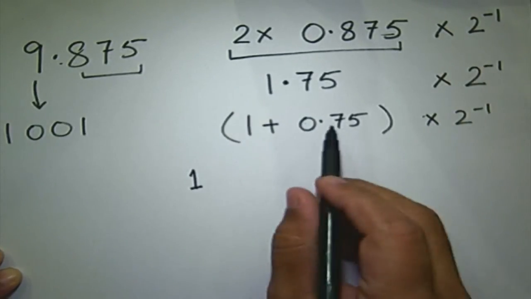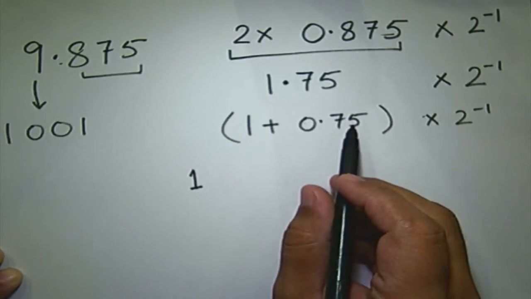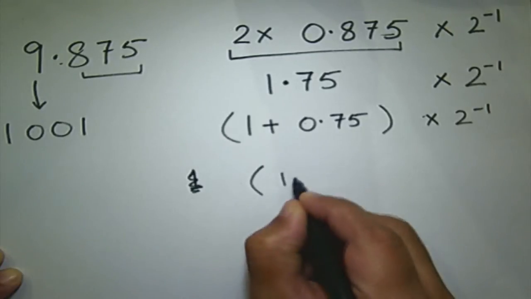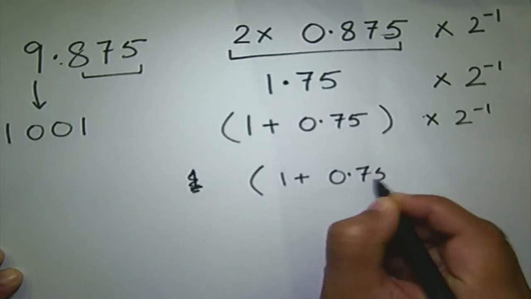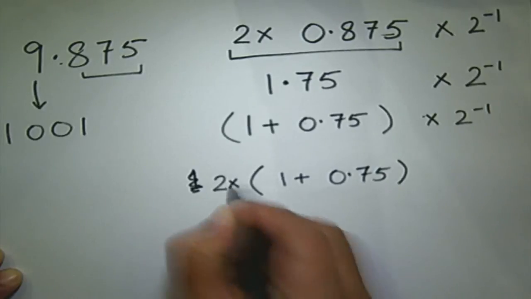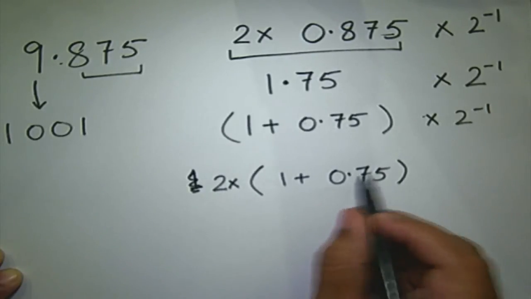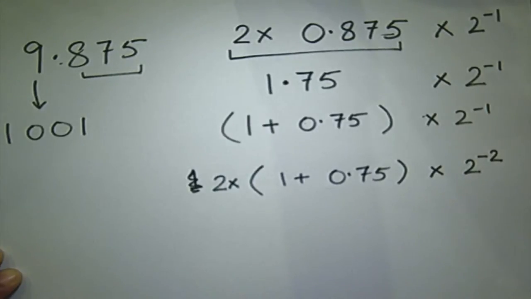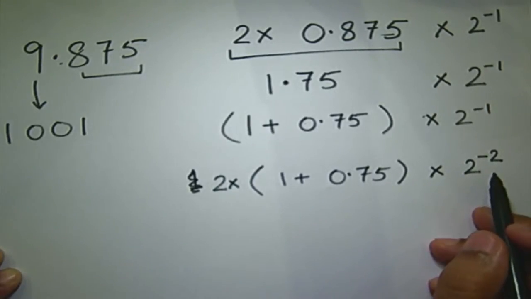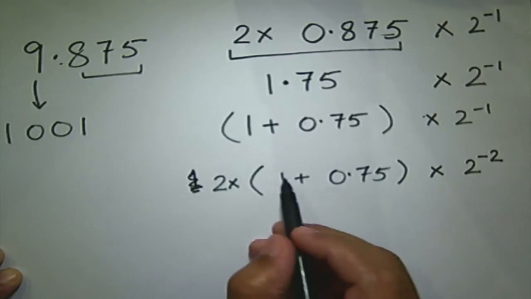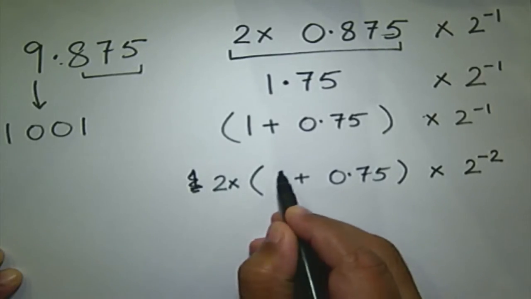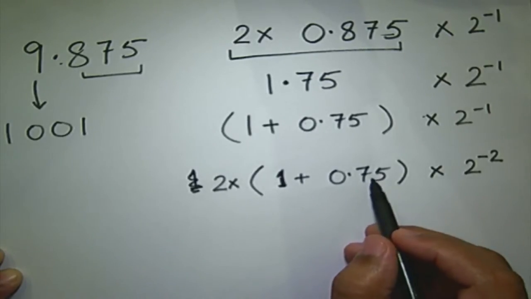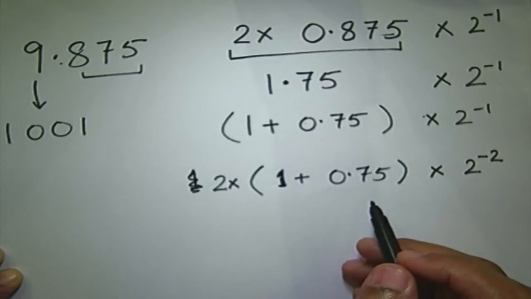Now once again this 0.75 is less than 1, so I'm going to take this whole thing, 1 plus 0.75, and put another multiplier of 2 here because I want to get this to something greater than 1 that I can represent. And so I have to make this 2 raised to minus 2, because I have multiplied another 2, I have to divide by another 2, right? Now this number 1 that was there, I'm multiplying it by 2 as well in the process of multiplying this 0.75 by 2, right?